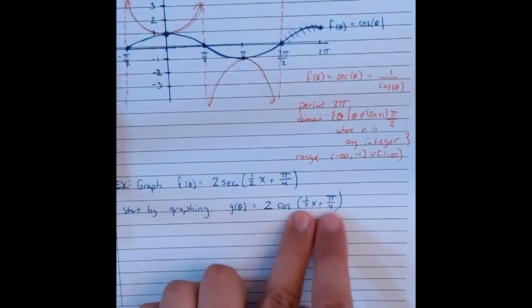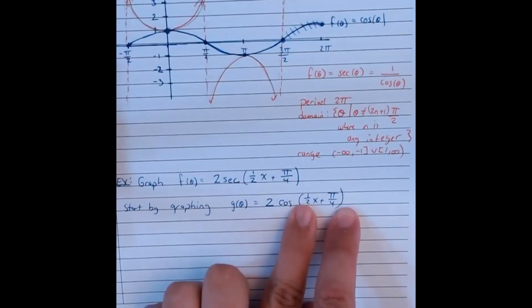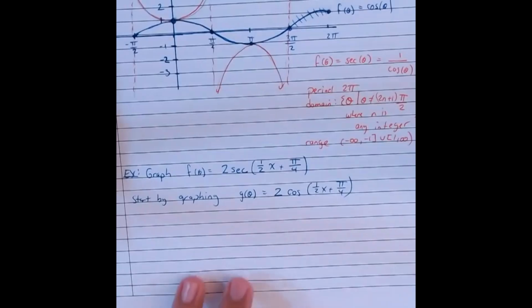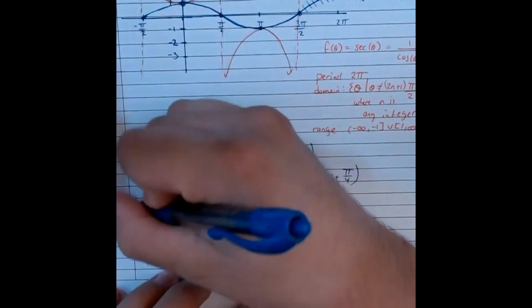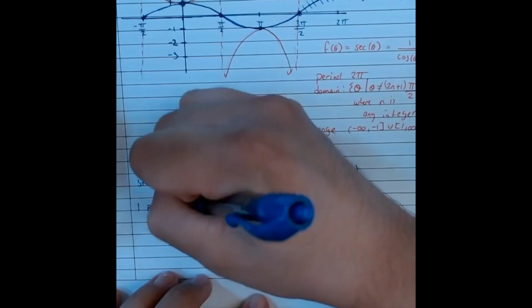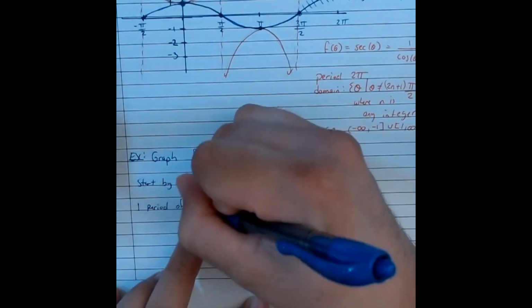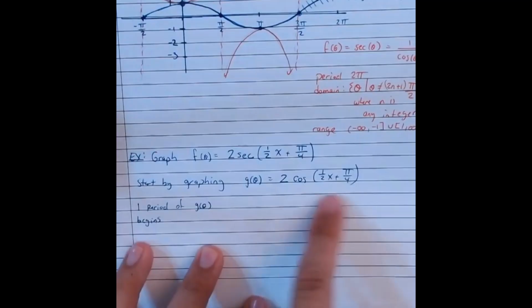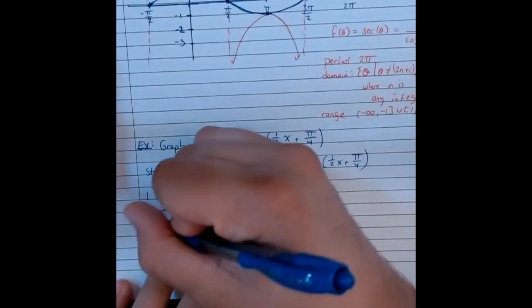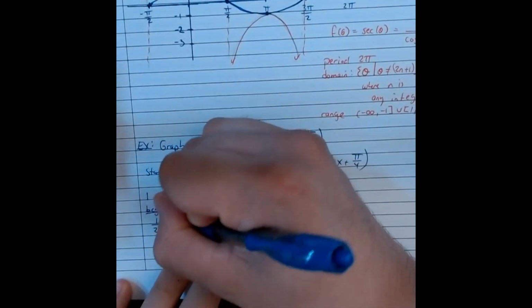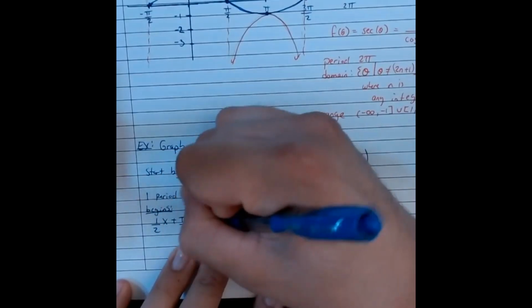We're going to begin by taking this argument and using it to find where one period of cosine begins and where it ends. And we'll do that by taking that argument and setting it equal to 0 and 2 pi respectively. So one period of g of theta begins whenever 1/2 x plus pi over 4 is equal to 0.